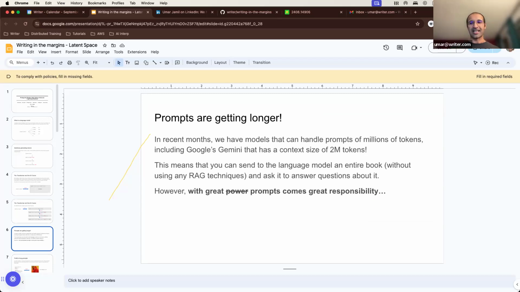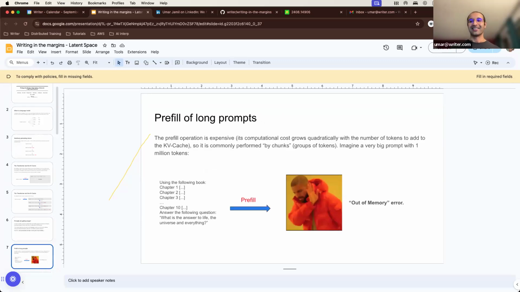This means that you can send an entire book to the language model, and you can ask the language model questions about this book. However, with great prompts comes great responsibility. And the reason is the following.